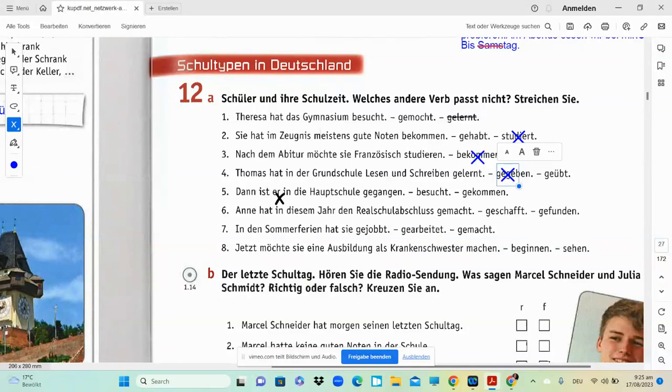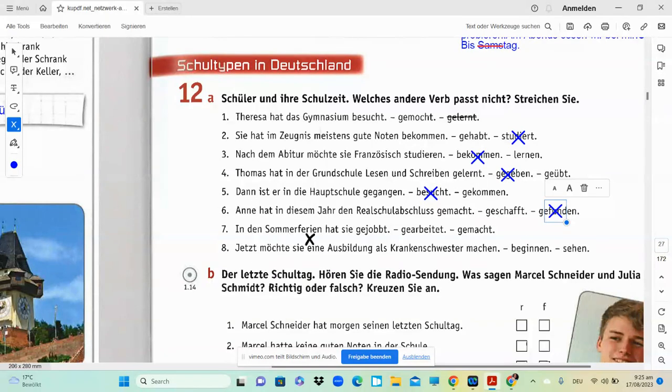Okay, dann ist in die Hauptschule gegangen, besucht or gekommen. So then you will not say visited, you will say he came to Hauptschule. Okay. Again, Annie hat in diesem Jahr der Realabschluss gemacht, geschafft oder gefunden. So she found it, so she has done it. Okay, it's going to be geschafft.